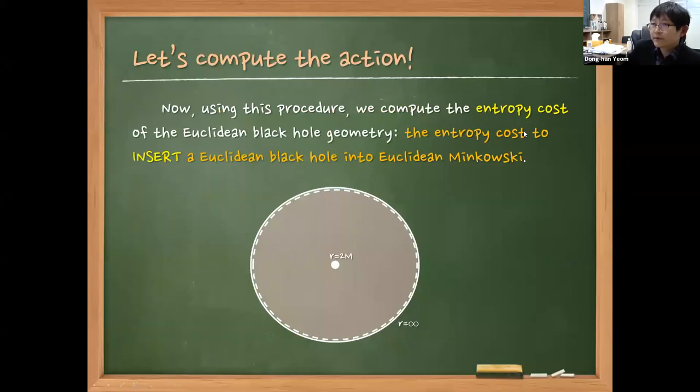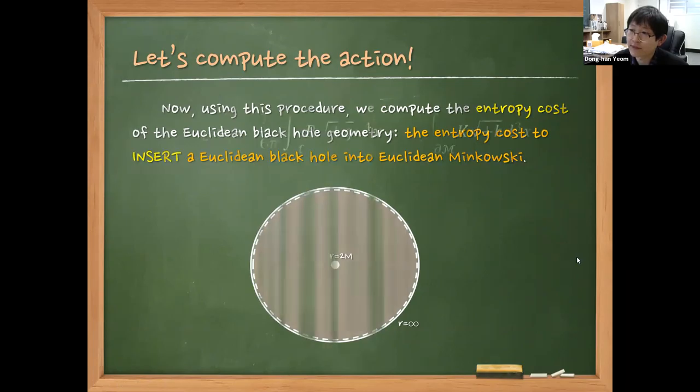So now, using this procedure, we compute the entropy cost of the Euclidean black hole geometry. But the physical meaning is that I'm not saying the entropy of the black hole itself. I am not saying the entropy itself, but what I'm saying is the entropy cost to insert a Euclidean black hole into Euclidean Minkowski. So then we need to subtract the action between the Euclidean Minkowski and Euclidean black holes. That is the very important point of the Gibbons-Hawking paper.